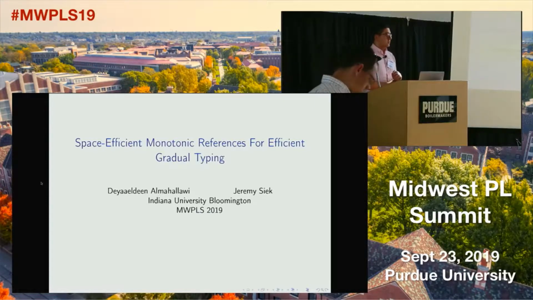Hi, everyone. So today I'll talk about how to make gradual typing efficient. Gradual typing is an approach to combine static typing and dynamic typing in the same language. With gradual typing, you can put annotations anywhere. There's no restrictions. And also it's type sound. So we do type checking at runtime. And you can imagine this type checking can be expensive performance-wise.